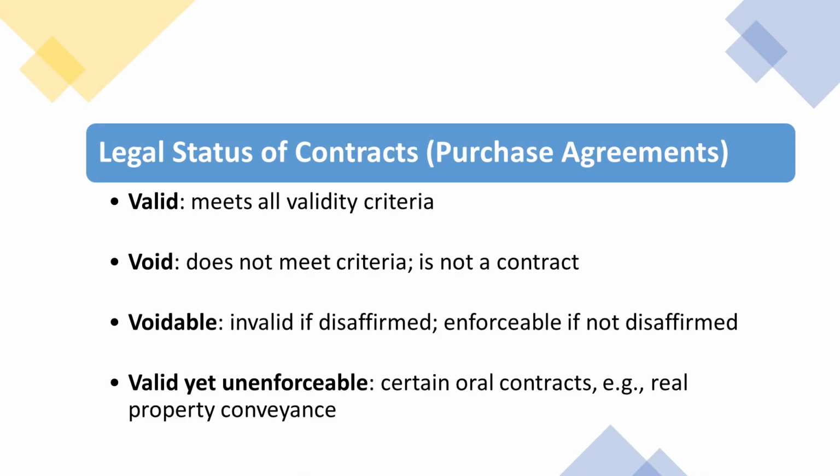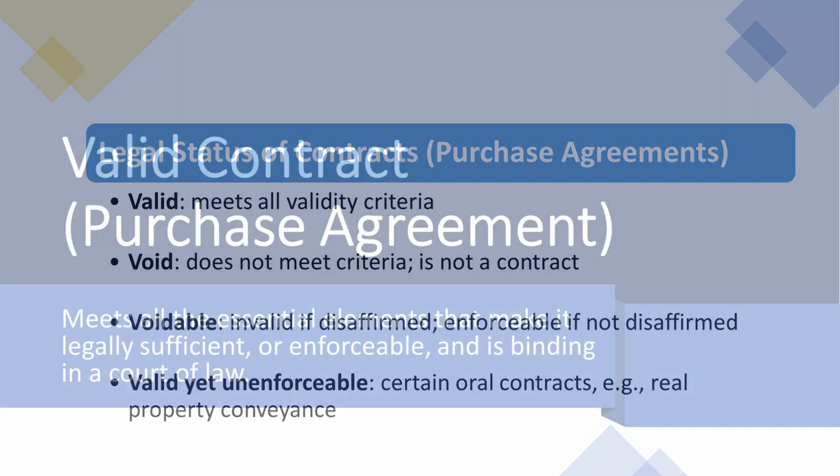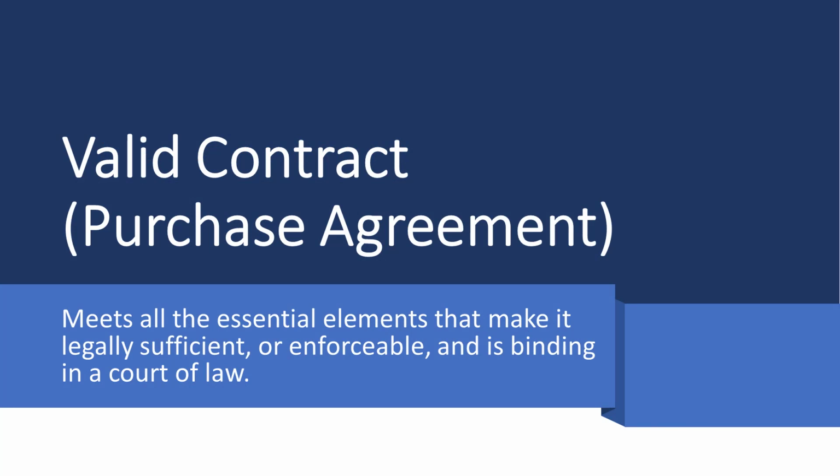The legal status of a real estate purchase agreement can be described in one of 4 different ways: valid, void, voidable, or unenforceable. A valid real estate purchase agreement meets all the essential elements that make it legally sufficient or enforceable and is binding in a court of law.